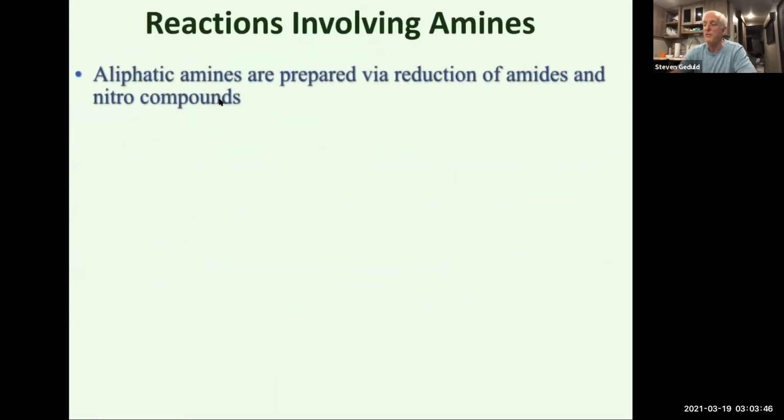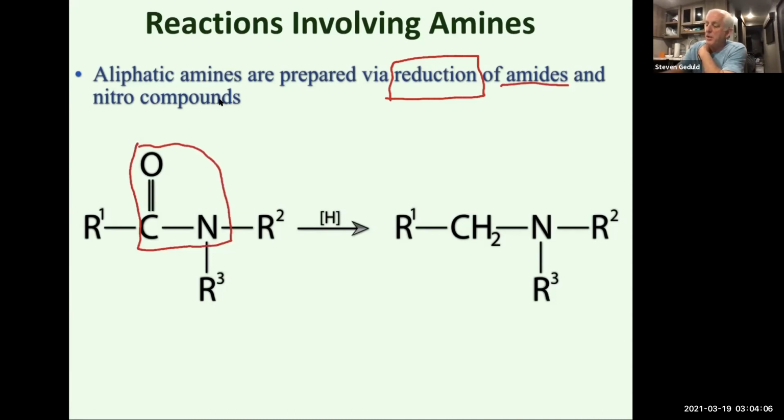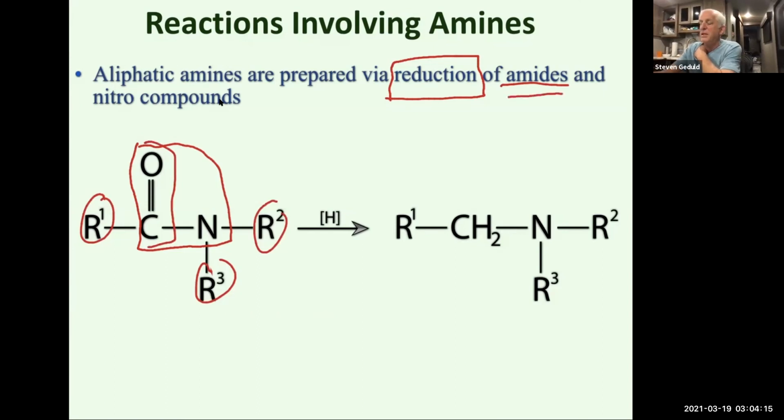Now you get reactions involving amines. Aliphatic amines, ones with carbon-carbon chains on them, are prepared by reduction of amides. We haven't done amides yet, but an amide is a carbonyl group bonded to the nitrogen. So when one of the groups attached to nitrogen has a carbonyl group, and then you have 3 different groups attached here, when that carbonyl group is attached to the nitrogen in between one of the R groups, that's called an amide instead of an amine.